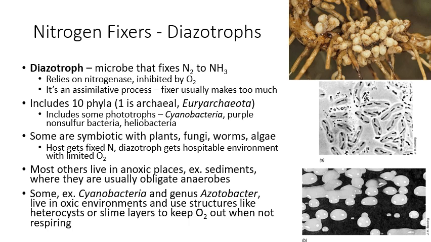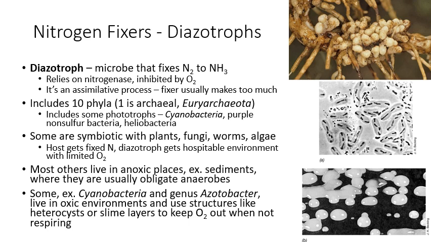A lot of these nitrogen fixers are symbiotes that live in symbiotic relationships with plants or with fungi or with algae or even with worms, so simple animals. In that type of arrangement, the host is always benefiting by getting a regular source of fixed nitrogen, whereas the diazotroph is getting a nice environment, basically a nice place to live. And usually the host will be helping them keep oxygen out.